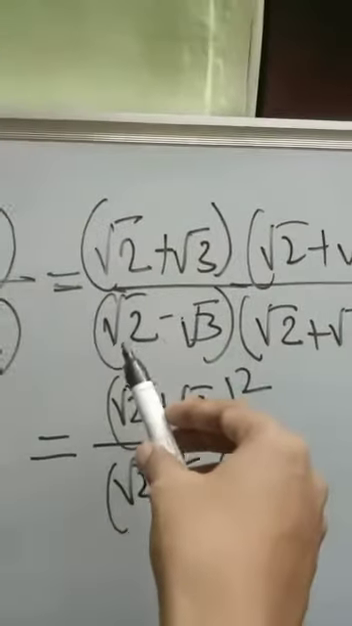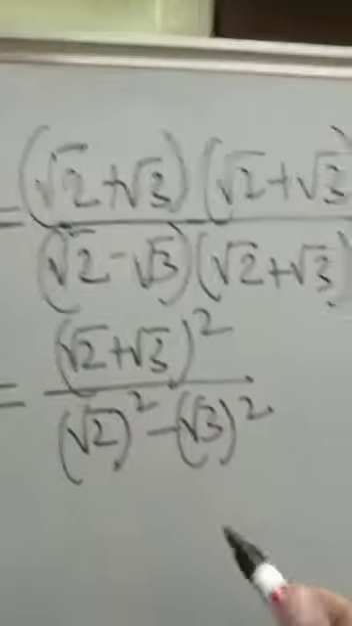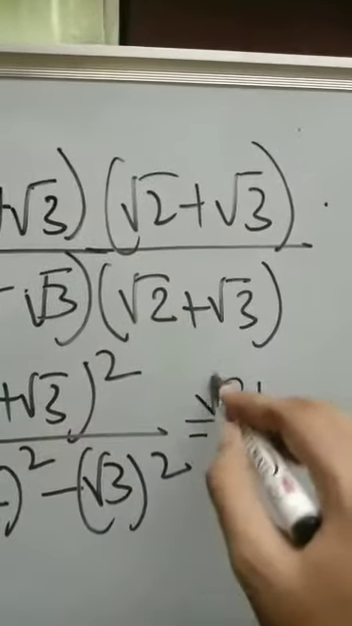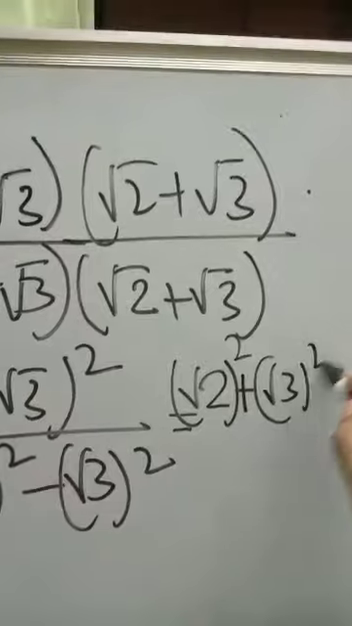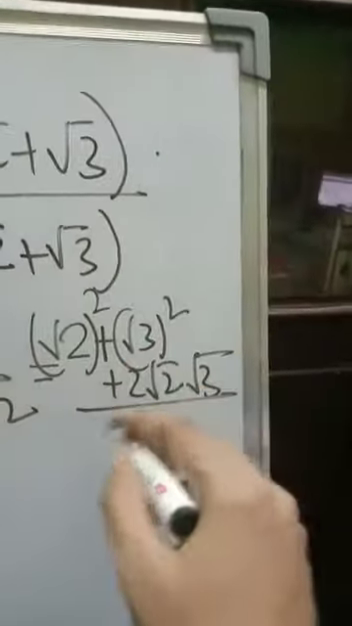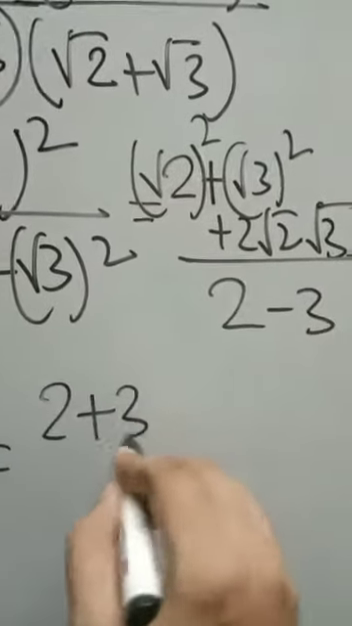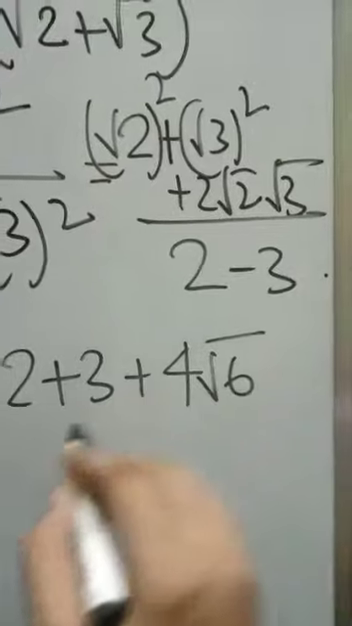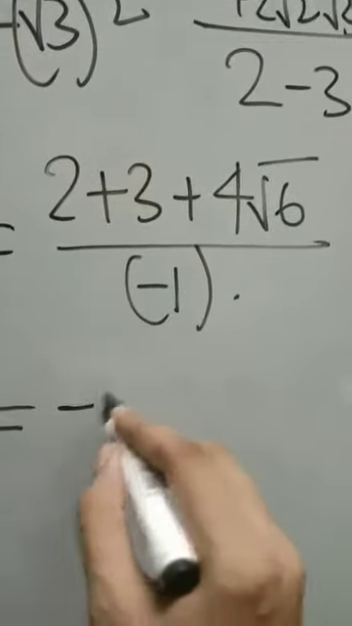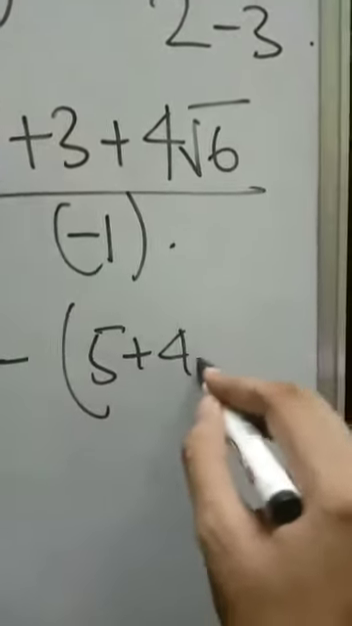This is nothing but (a + b)(a − b), so a squared minus b squared. This is the formula of (a + b) whole square, 2 minus 3. This is the final answer of this expression. I think it is clear to everyone.